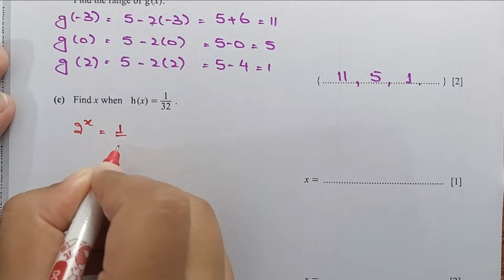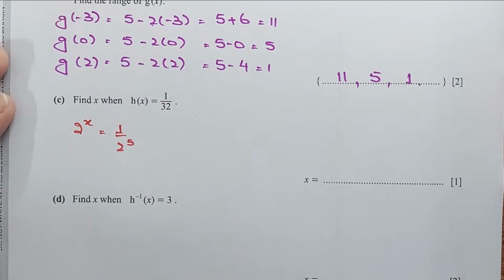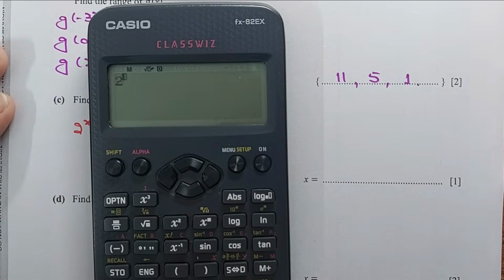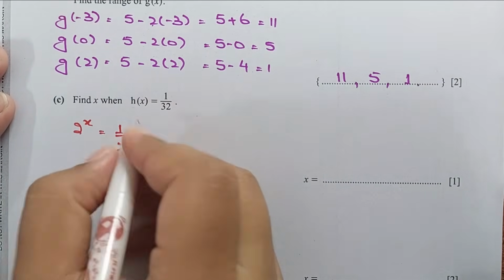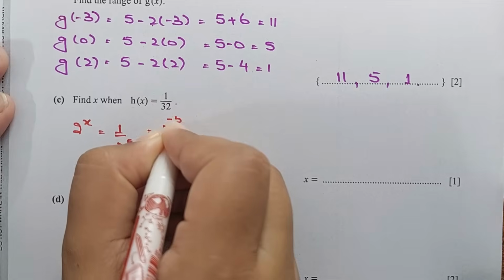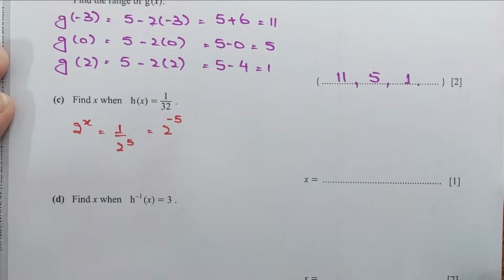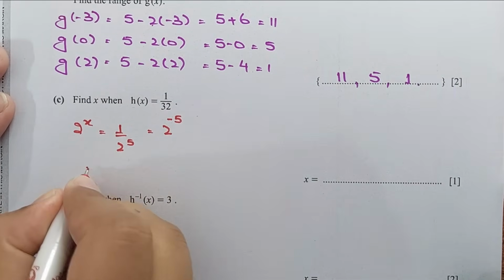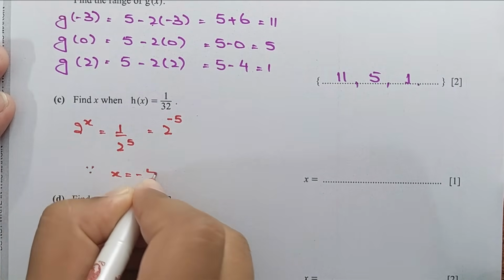32 is 2 to the power 5. Let me double check. 2 to the power 5 is 32. Yes. So 1 over 32 we can write as 2 to the power minus 5. Right? Shift it from the denominator to the numerator. When the bases are the same, we can compare the powers. So the x value is negative 5.